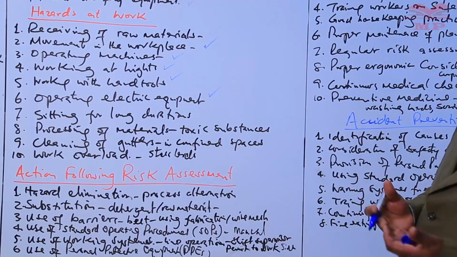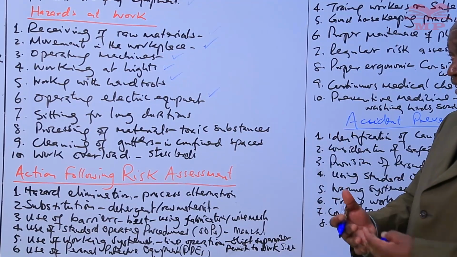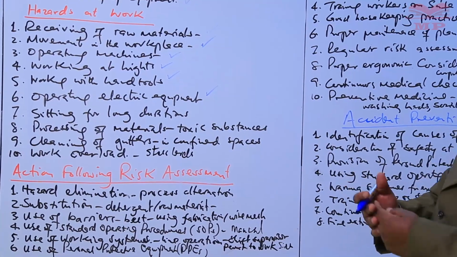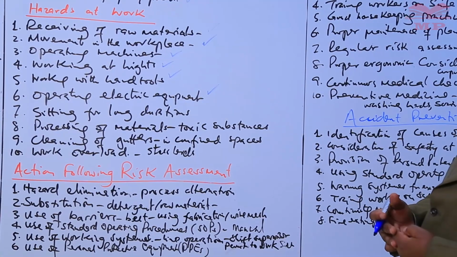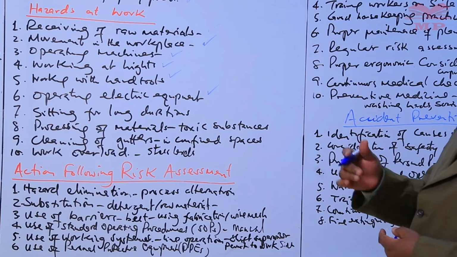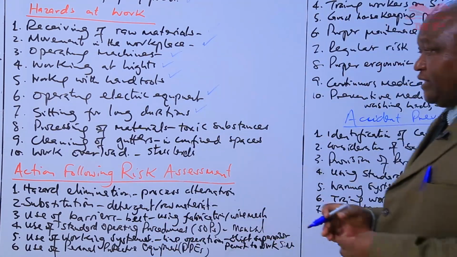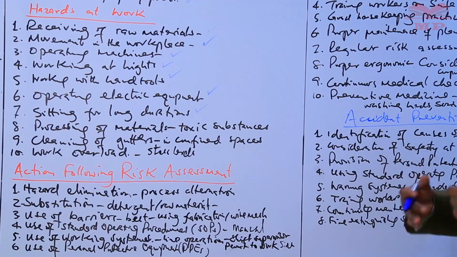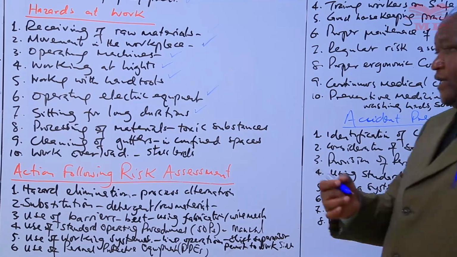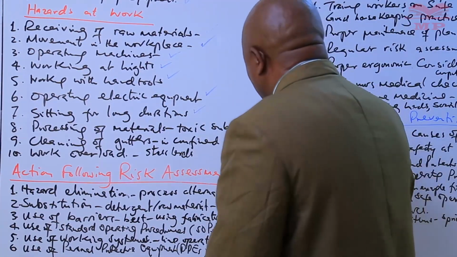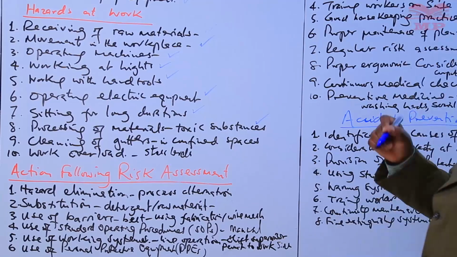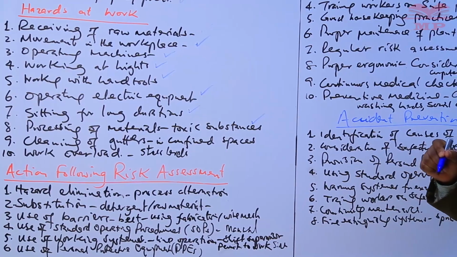And if you're operating electric equipment and it's being supplied by a power source, that could also be a source of a hazard. Then number 7, sitting for long durations, that we have said can cause lower back pain or other complications. Then processing of materials, some materials could be toxic. So that again is a source of a hazard.